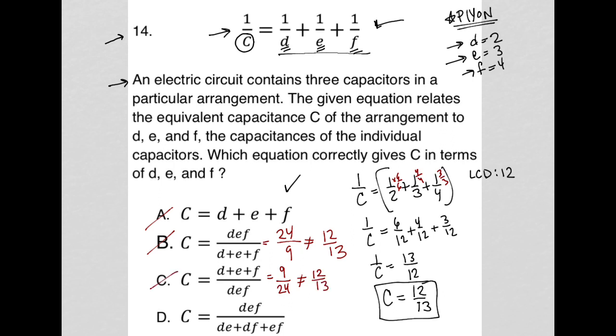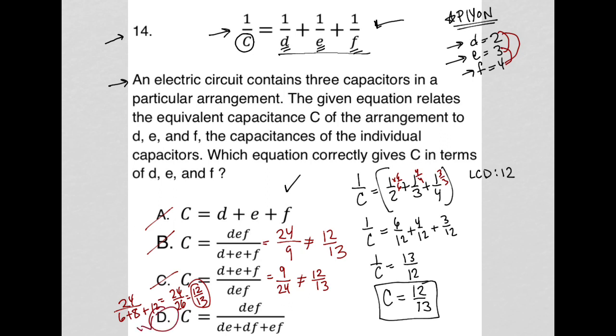Choice D, which better be the right answer, DEF is equal to 24. I'll write it over here. And then D times E, that would be 6, right? 2 times 3. And then D times F, 2 times 4, that would be 8, so 6 plus 8. And E times F is 3 times 4, which would be 12. So I'm left with 24 over 6 plus 8 is 14, plus 12 is 26, so 24 over 26, which in fact does reduce to 12 over 13, which is exactly what we wanted it to equal, and that's why choice D is correct.